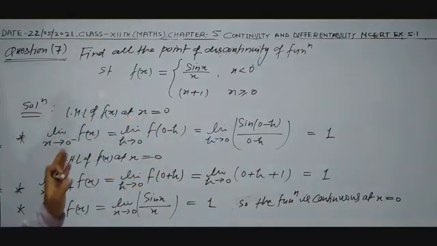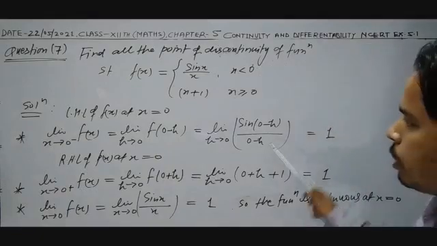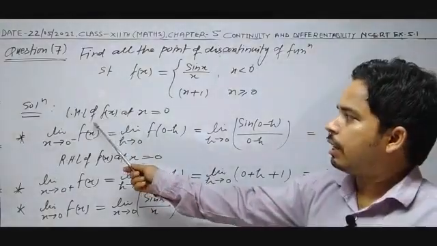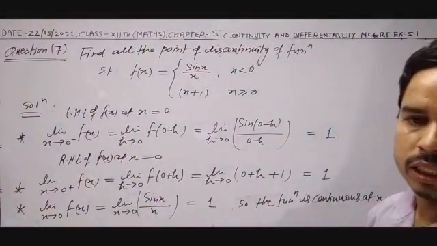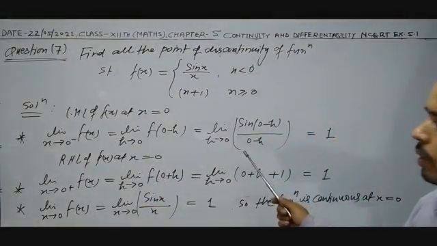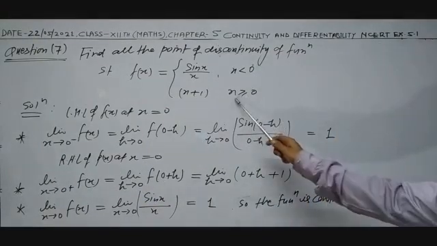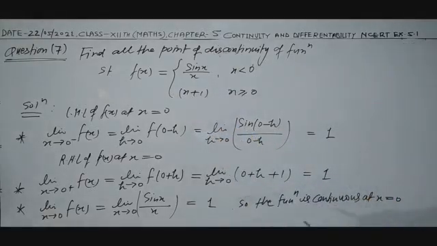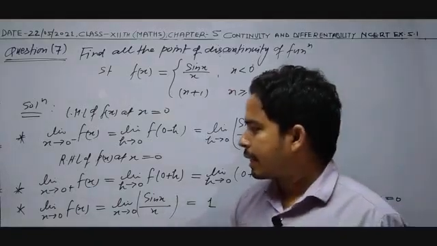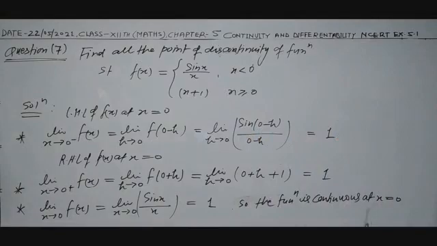Listen carefully, class. We have already checked that the function is continuous at x is equal to 0 by using the continuity process: left hand limit of the function, right hand limit of the function, and the value of the function at the given point. And this is the Sandwich theorem: limit theta tends to 0 sin theta upon theta has value 1. Similarly you get the result for x greater than 0, the right hand limit of the function, which is x plus 1. So the result will be 1, and the value of the function at x is equal to 0 is 1. So the function is continuous.